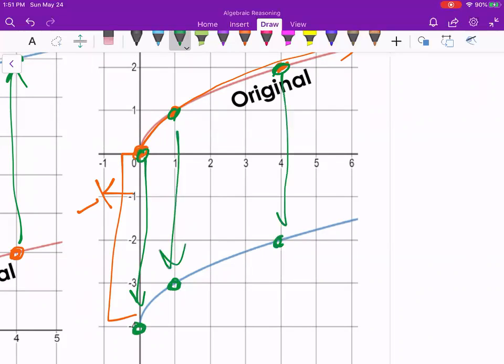Took that same shape, shifted it down. So up, down, left, and right, guys, do not change the shape of the graph. They just move it around. They just translate it. Now, what does affect the shape is that A number on the outside, and that's what we're looking at next.